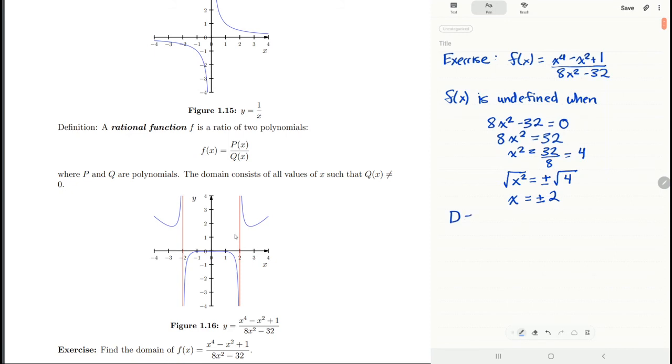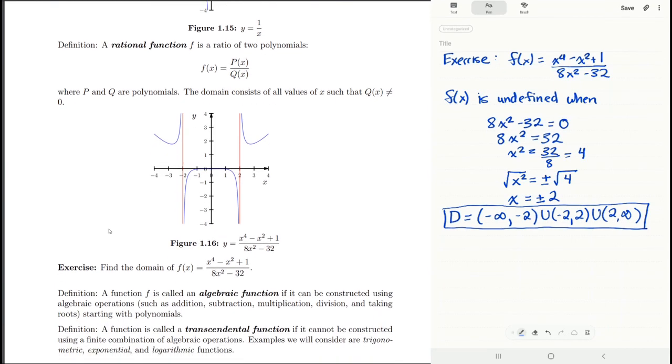So the function is undefined when x is equal to plus or minus 2, and so the domain of the function is going to be all values of x such that x is not equal to plus or minus 2. So in interval notation, we can write this as the interval from -infinity to -2 union -2 to +2 union 2 to infinity. So it is the set of all real numbers excluding plus and minus 2.